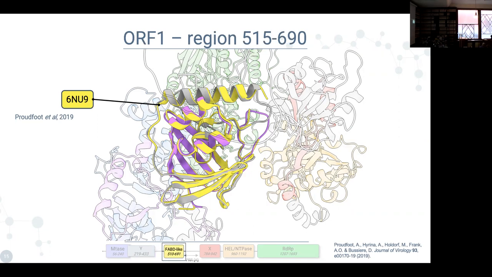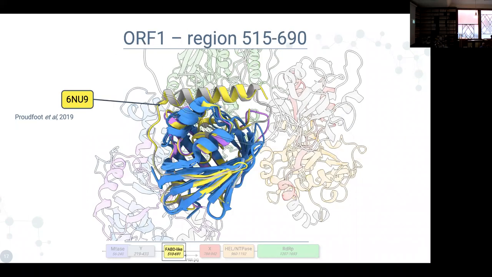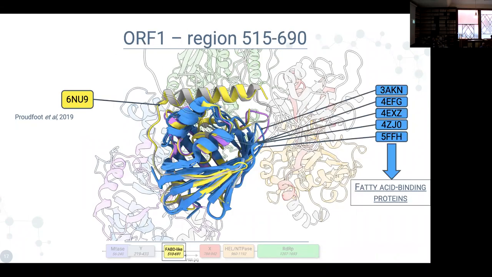As I said before, it looks like a fatty acid binding domain, because when we search structural databases with methods like FoldSeek or DALI, we have a lot of matches, and all these matches correspond to fatty acid binding proteins. So we think that this protein can have a similar role, a role that maybe wasn't detected on this part of the polyprotein because everyone thought that it was a protease.